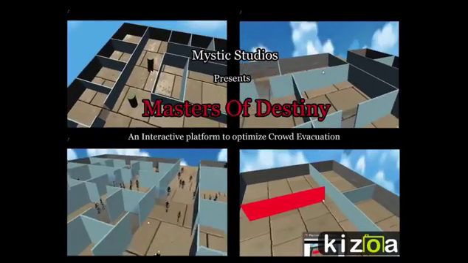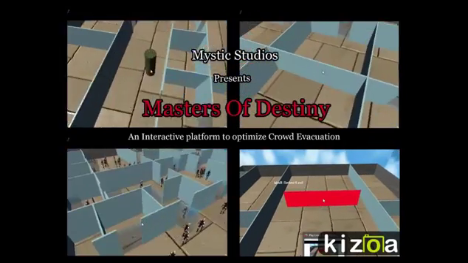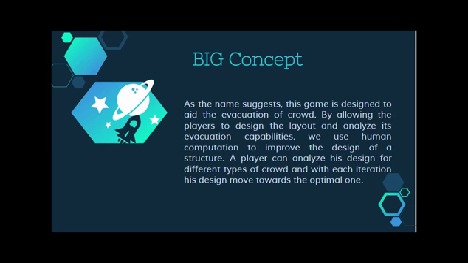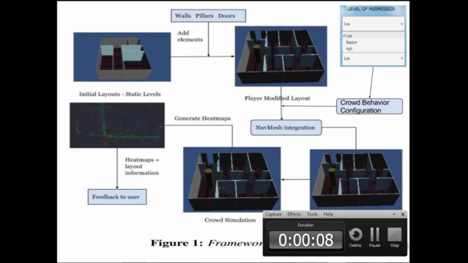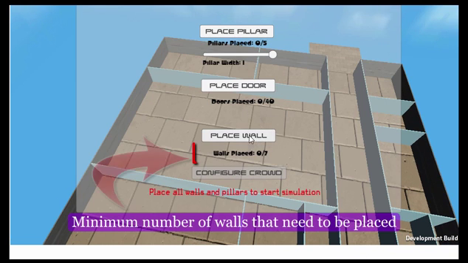So our game Masters of Destiny solves the problem of crowd simulation and proper urban planning. A user can play the game as an urban planner and come up with a better design for a crowd evacuation. So this is our framework, and now you have some elements to place like pillars, doors and walls.